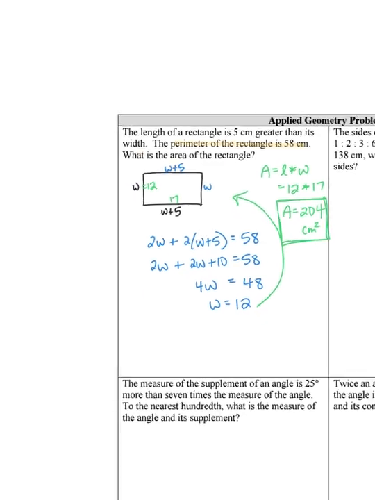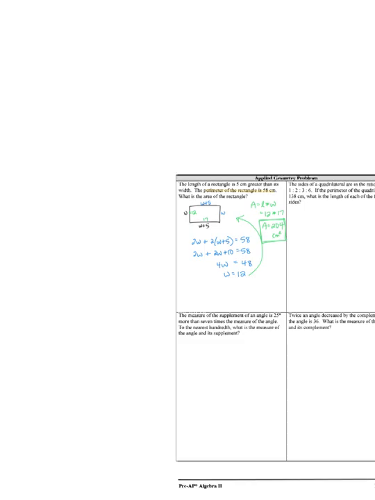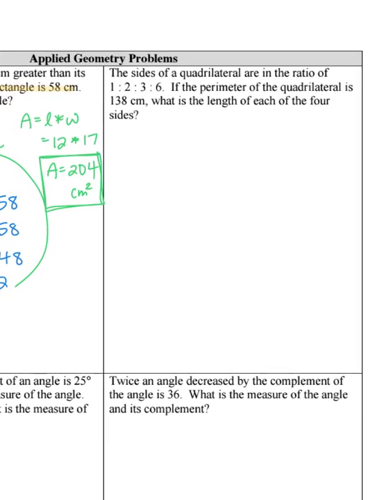The second geometry problem to the right here says the sides of a quadrilateral are in the ratio of 1 to 2 to 3 to 6. The perimeter of the quadrilateral is 138. Same idea, different shape. So this time it is just a four-sided figure, and the sides are kind of getting bigger as we expand it out.